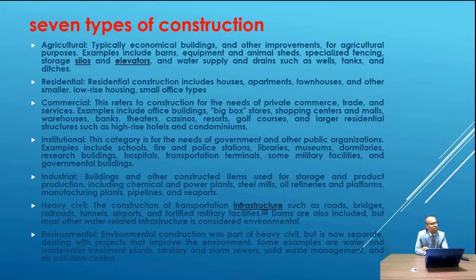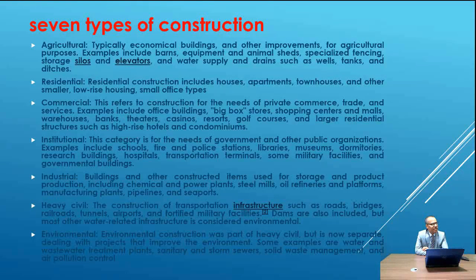Commercial refers to construction for the needs of private commerce, trade and service. Examples include office buildings, big box stores, shopping centers, banks, resorts, and larger regional structures such as high-rise hotels. Institutional is for the needs of government and public organizations. Examples include schools, fire and police stations, libraries, museums, research buildings, hospitals, transportation terminals, and military facilities.